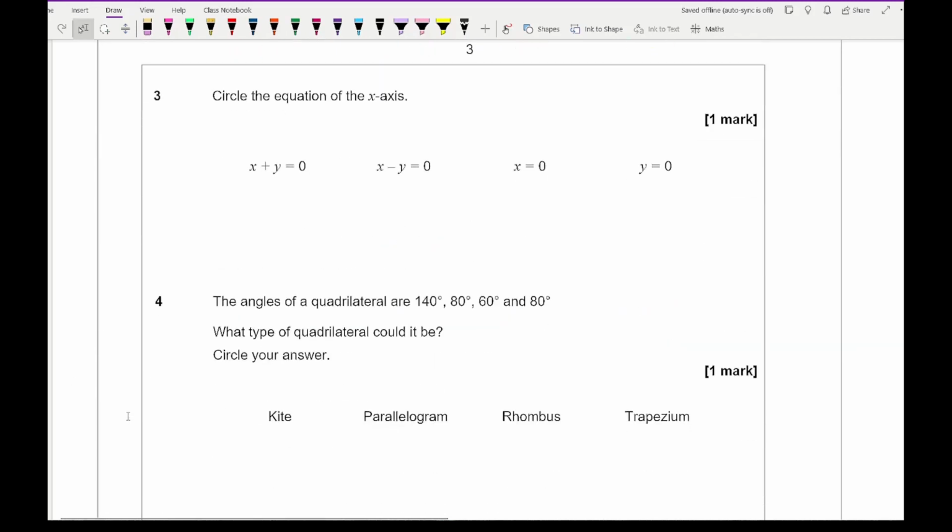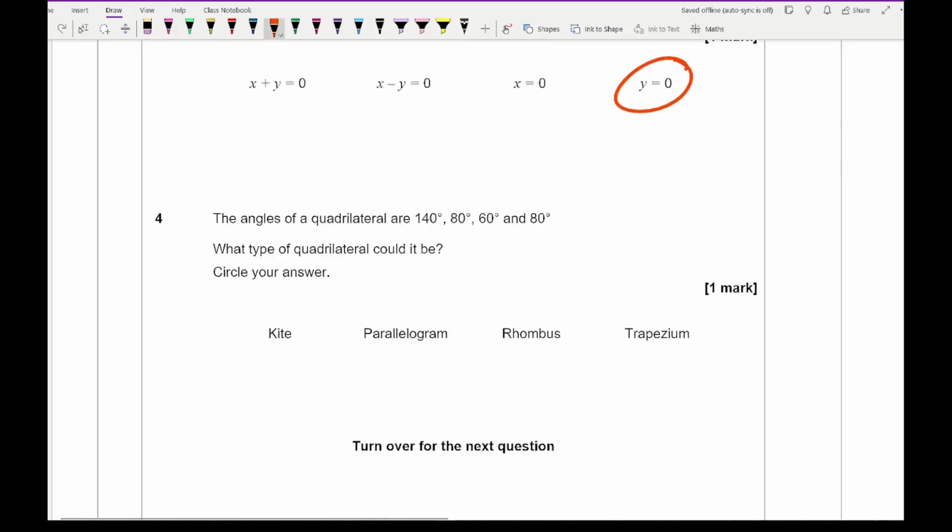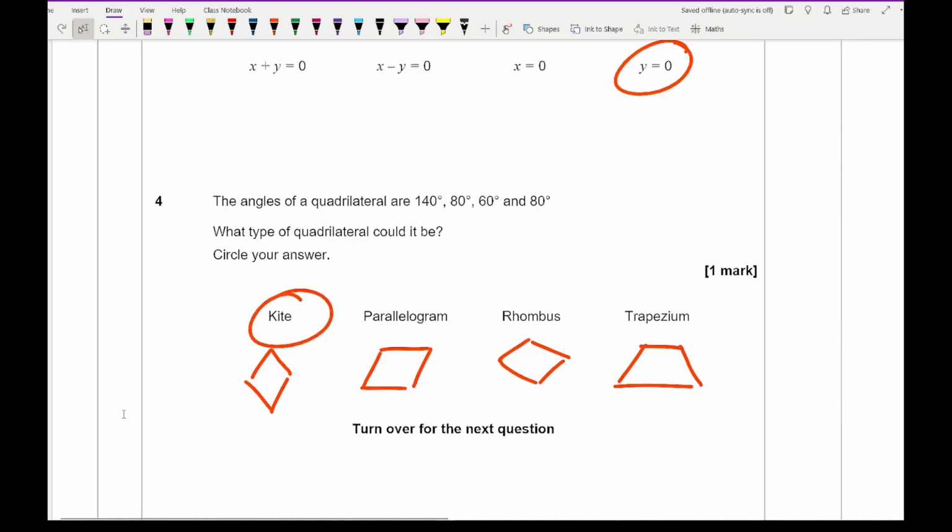Then moving on to question 3, it says circle the equation of the x-axis, and that is going to be y equals 0. And for question 4, it says the angles of a quadrilateral are 140, 80, 60 and 80. What type of quadrilateral could it be? Well, I would recommend that you actually draw the shapes out and then try and match them up, but basically the correct answer is going to be a kite.